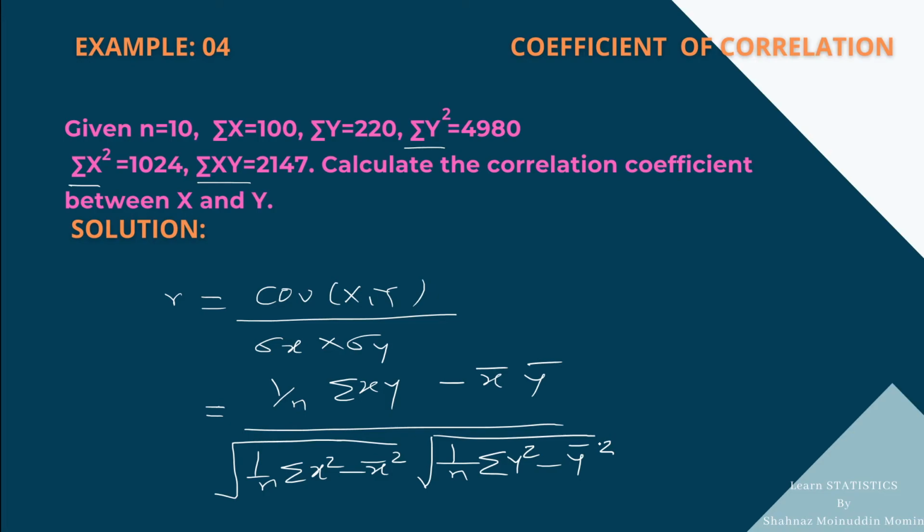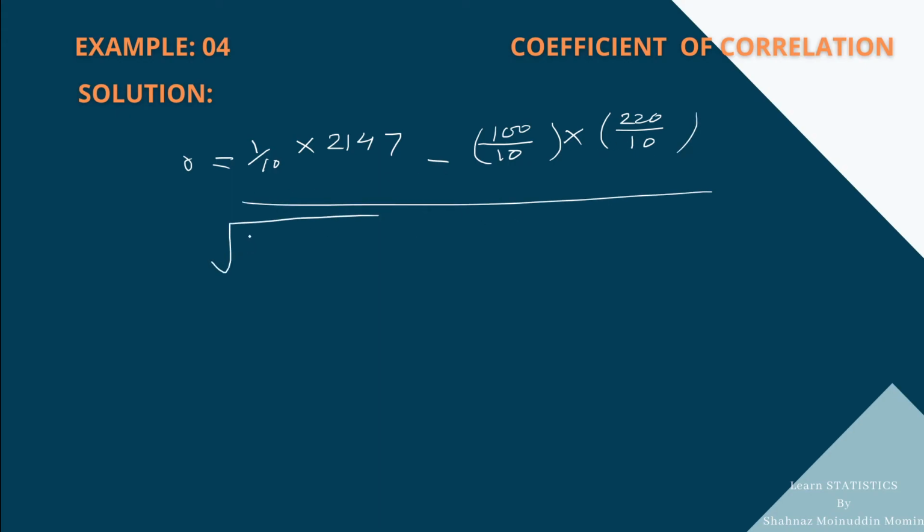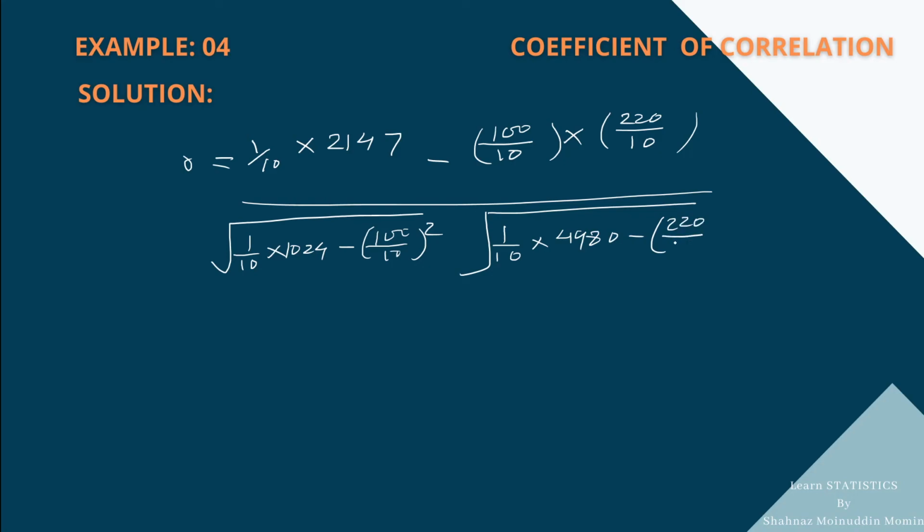Substitute all the values which we have given. We get r is equal to 1 upon 10 into 2147 minus 100 by 10 into 220 divided by 10 (x bar and y bar), upon under root 1 upon 10 into summation x square, which is 1024, minus x bar, which is 100 divided by 10, square, multiplied by under root 1 by 10 into 4980 minus 220 divided by 10 bracket square.